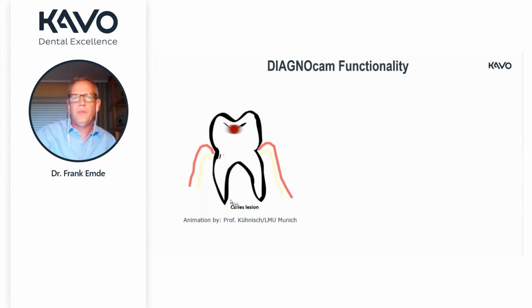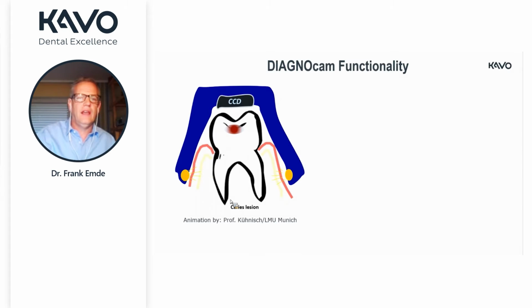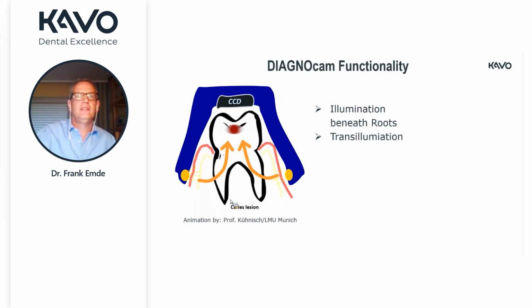Okay, now the big question: how does it work? The functional principle is very easy. This is the tooth, and the red ring illustrates caries decay, and you put the camera on top of it. It has arms, and the arms transilluminate the light through the tooth. The tooth transports the light, used in this case like a light pipe. You know light pipes from your dental instruments: you have a light source at one end, and the light comes out to shine on your tooth at the other end. The tooth also has this light pipe principle.